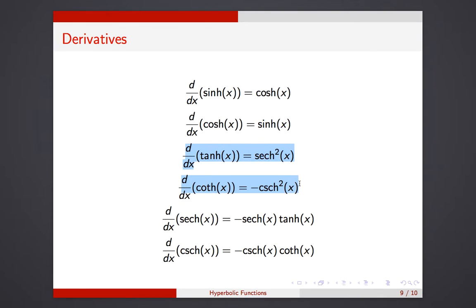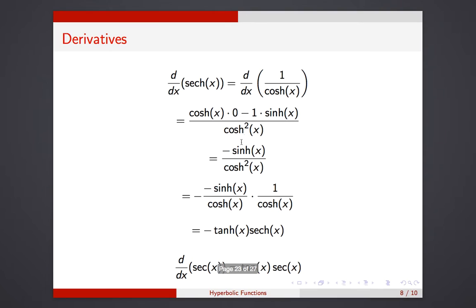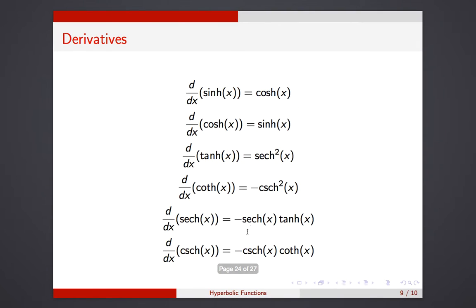The other three you can get from a quotient rule, because hyperbolic tangent is hyperbolic sine over hyperbolic cosine. So you can just take the derivative of that quotient. Hyperbolic cosecant is just 1 over hyperbolic sine, and the computation will look much like this, and you'll get, where was I? Yeah, you'll get this, negative hyperbolic cosecant times cotangent.